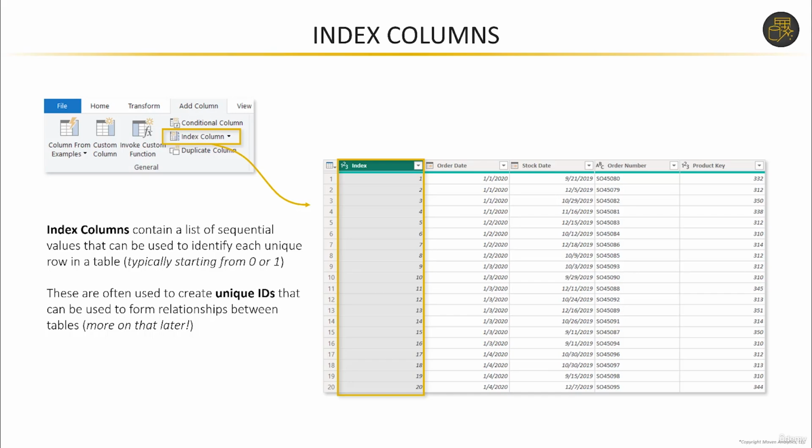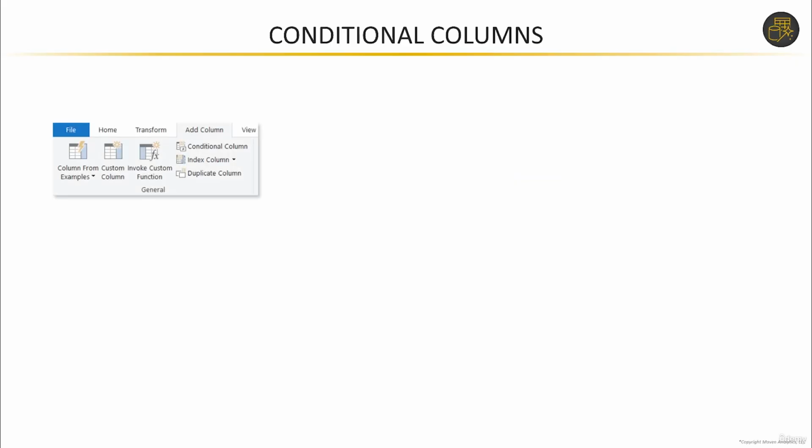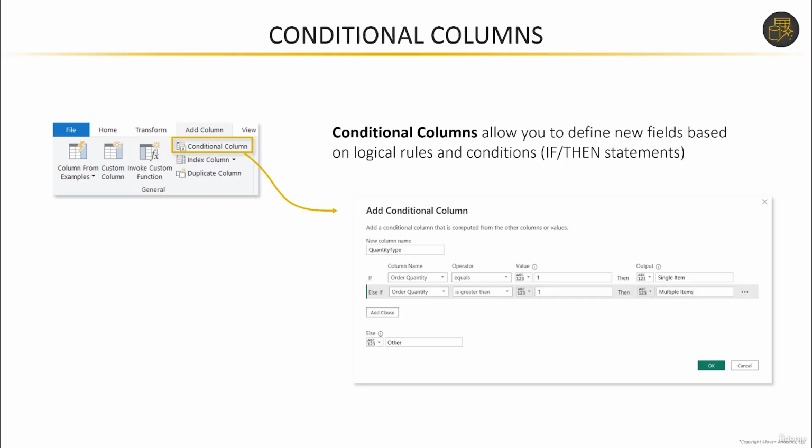I know we've been hinting at this idea for quite a bit, and it's something that's going to be covered in much more depth in the Intro to Data Modeling section of this course. So index columns are super simple. Moving on to conditional columns, these are a bit more interesting. You can find them right above the index column option in the Add Column tab.